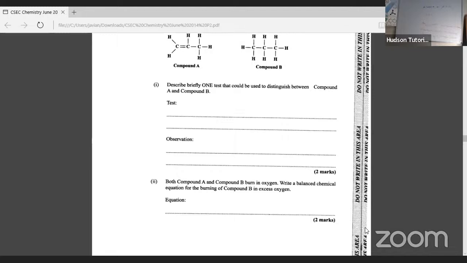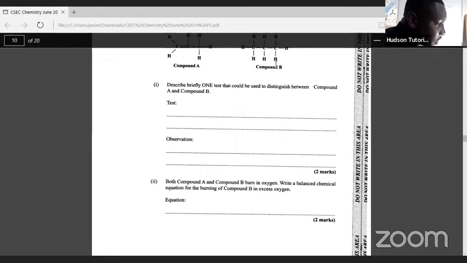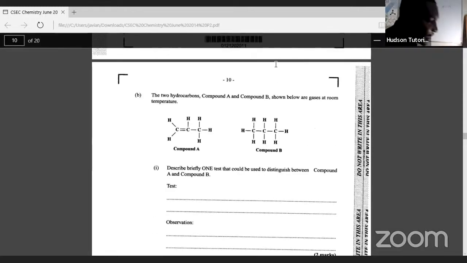We have complete combustion taking place, right? We have complete combustion. Now, let me go to the whiteboard. So it's compound B, C3. Compound B is actually propane. Oh, we know that. Let's just look.